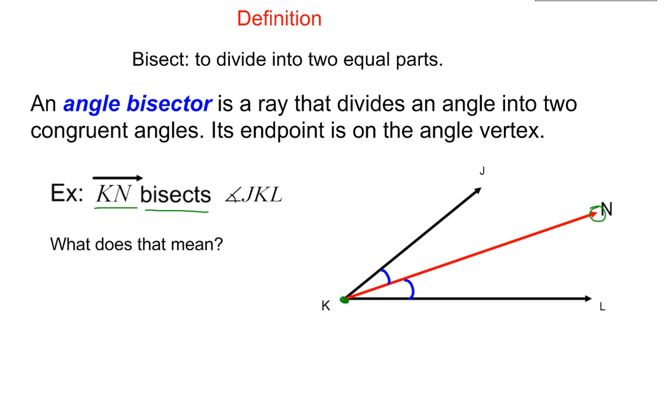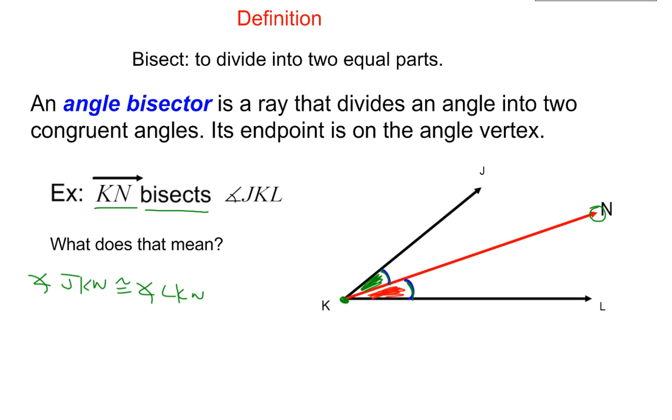Well, first of all, one thing to notice is the notation that we use to show that KN bisects JKL is these arcs. This shows you that angle JKN is congruent to angle LKN. These two angles now, JKN, namely this angle, which I will highlight in green, and LKN, which I will highlight in red, these two angles are congruent to each other.